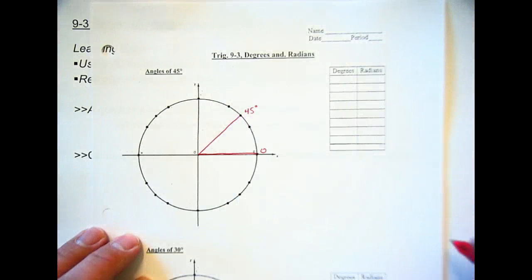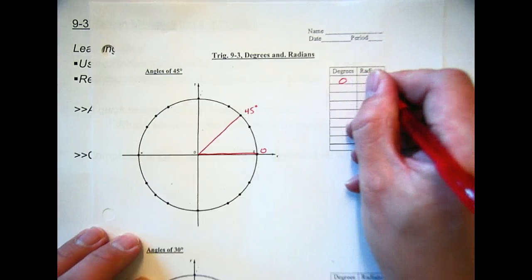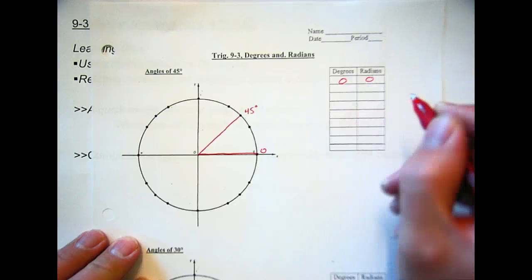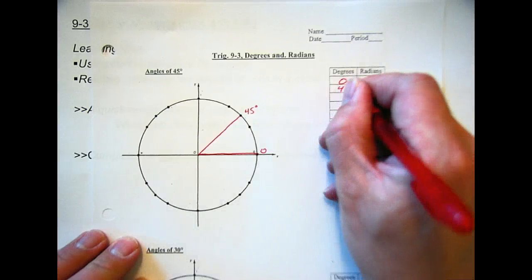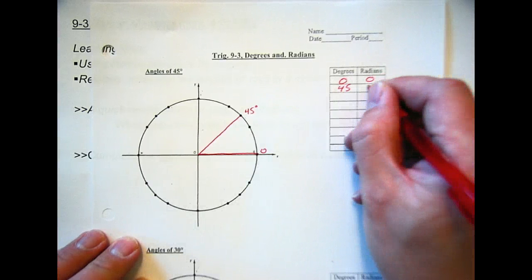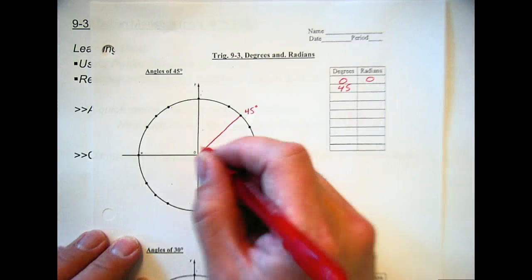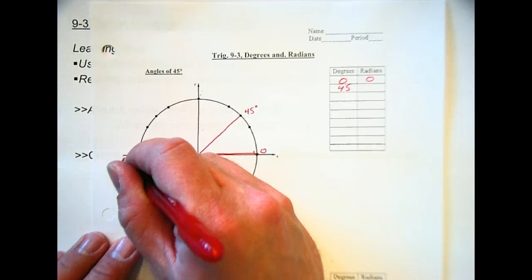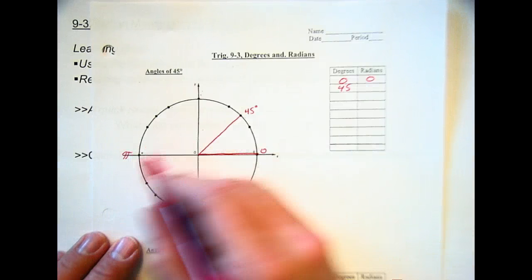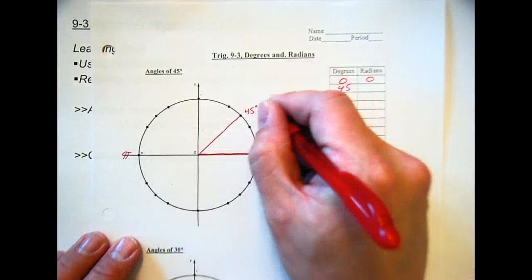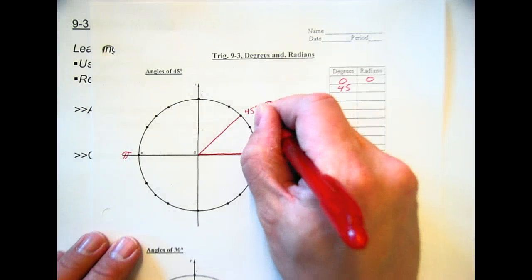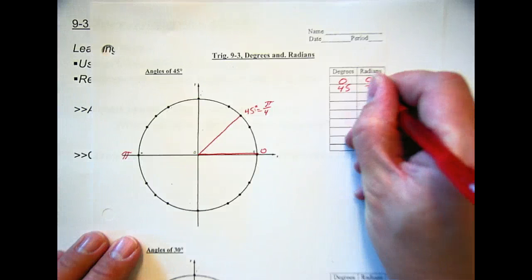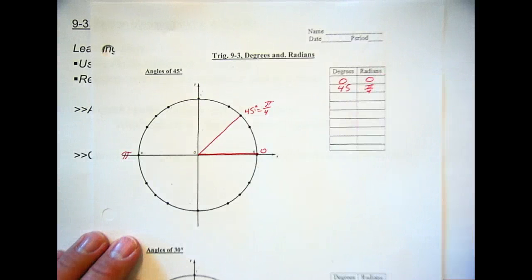Okay, so at 0 degrees, you're at how many radians? 0 radians. At 45 degrees, you're at how many radians? Good, pi over 4. Now, some of you have that memorized. Some of you don't, so you have to think, well, a half circle is pi, and 45 is a quarter of a half circle. So that's pi divided by 4, pi over 4. A quarter pi.